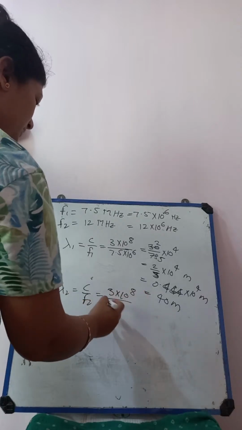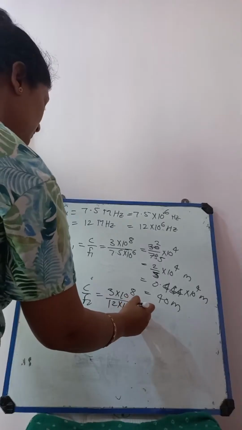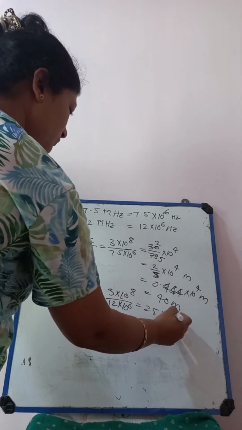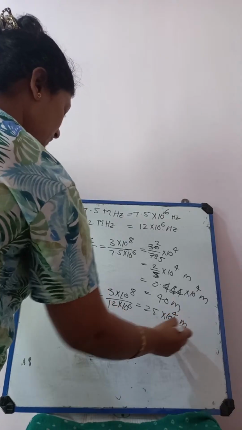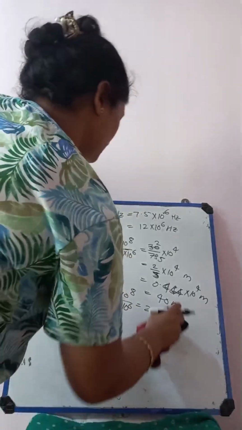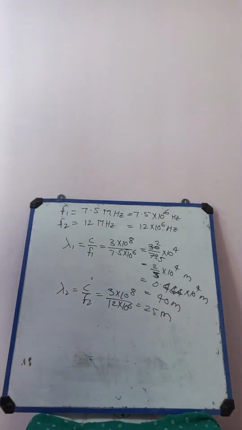Rujul, your answer is correct. Here this is 12, no, into 10 raised to 6, 1 by 4. That is nothing but 25 into 10 raised to 4 meter. Means 25 meter. Okay. Yes, this is the answer. Those who are not able to do the calculation can ask and practice it.